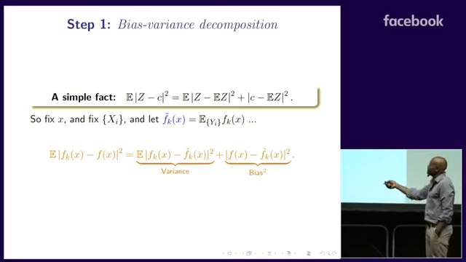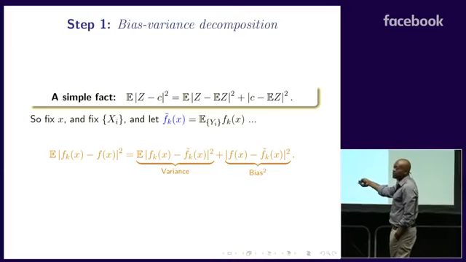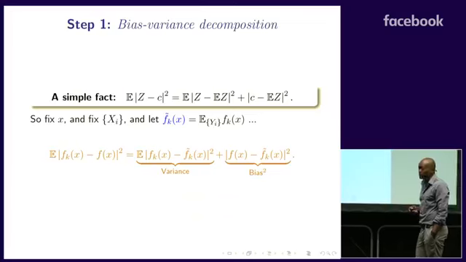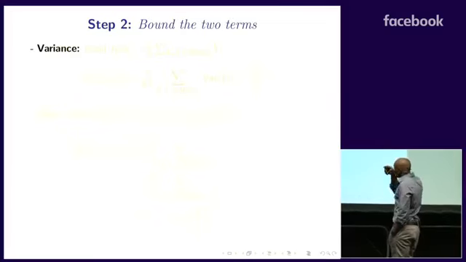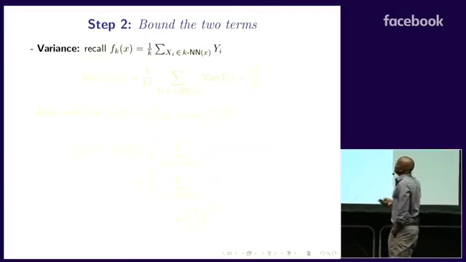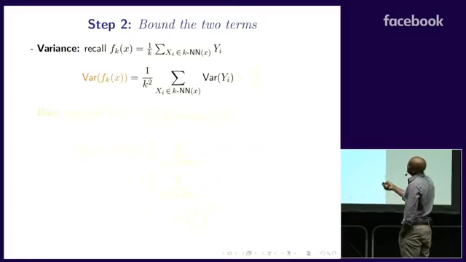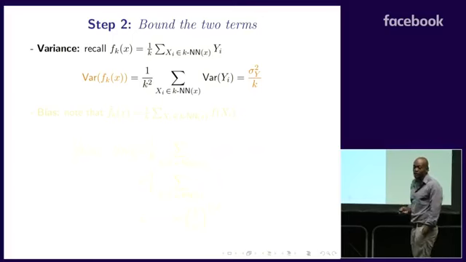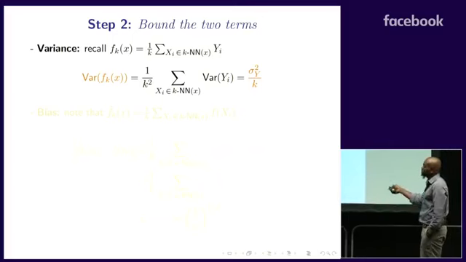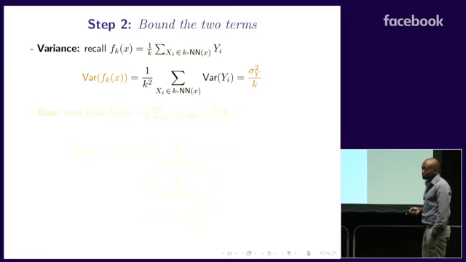So in order to bound this, all we have to do is bound the variance separately and bound the bias separately. So how do we bound the variance? The variance is fairly direct to bound. Recall that fk of x is just an average of yi. We know how to compute the variance of an average, and it is computed easily like this. What we get in the end is that the variance of fk of x is about sigma squared y over k, where sigma squared y is the variance of each of the individual yi's. Okay, so that's a quick step. The variance of fk behaves like 1 over k.